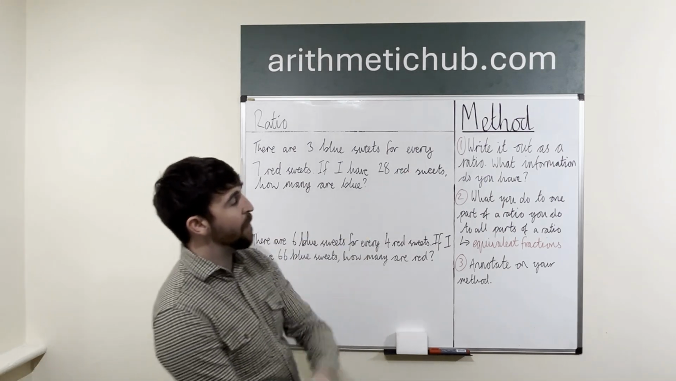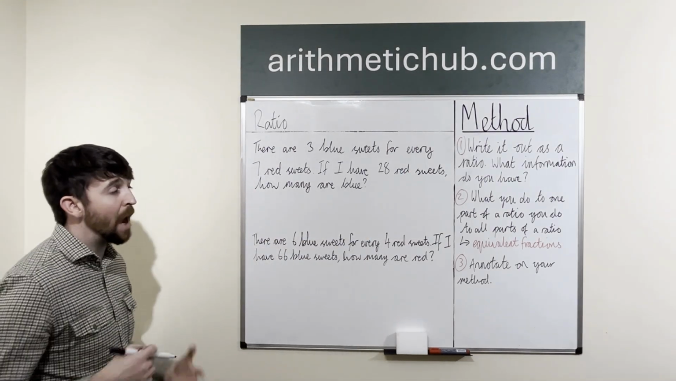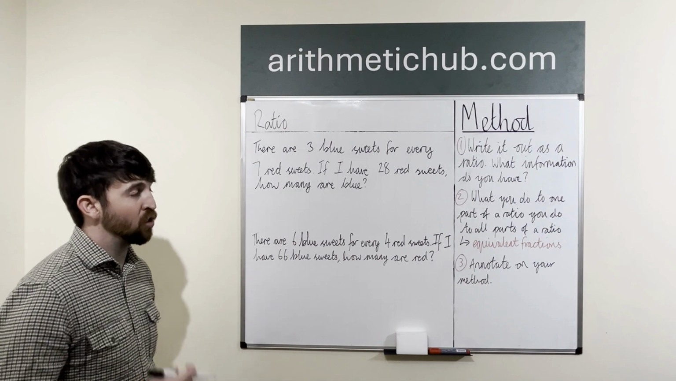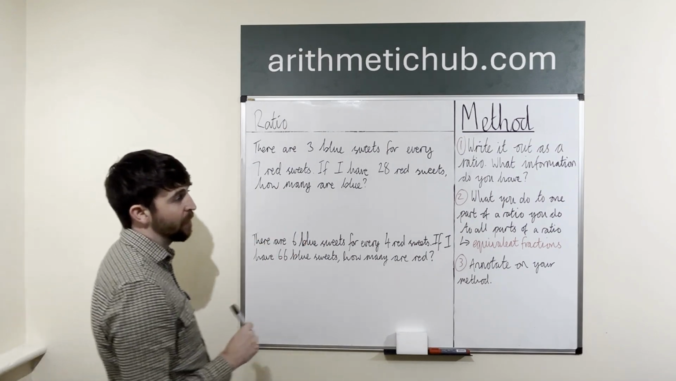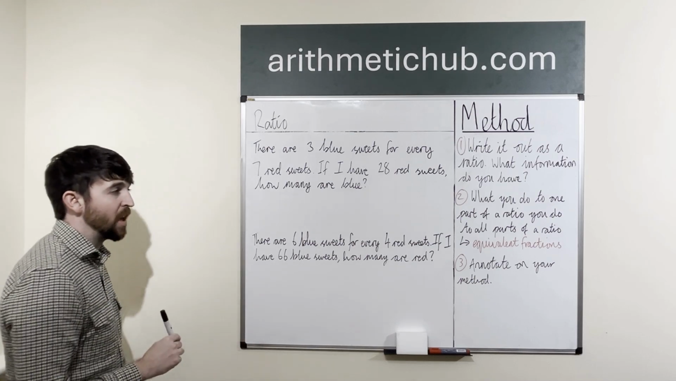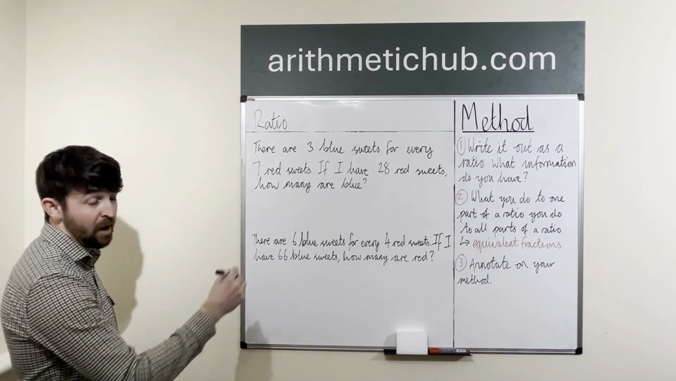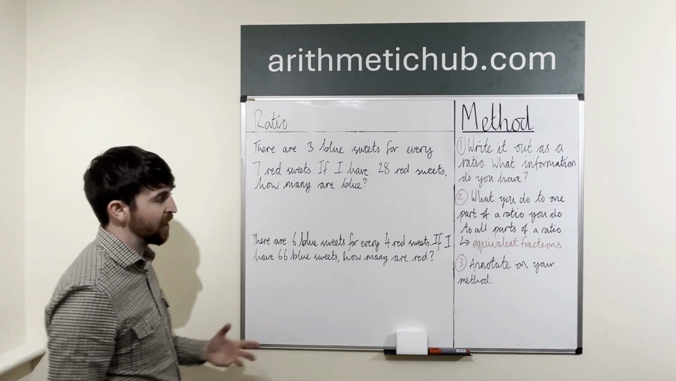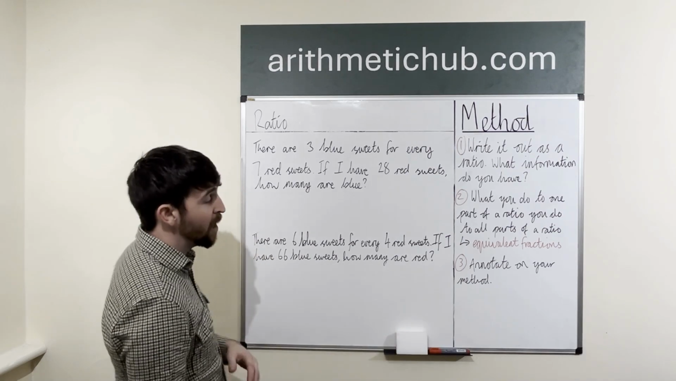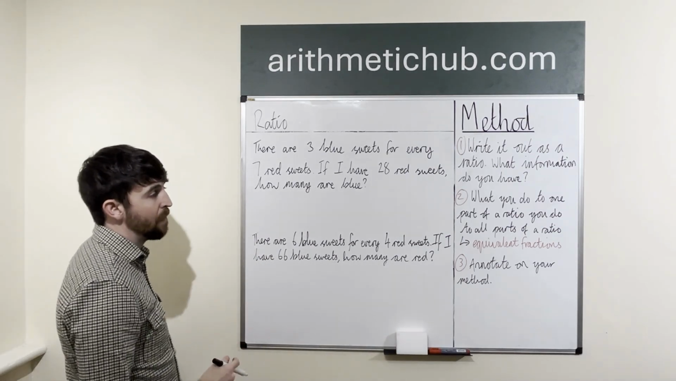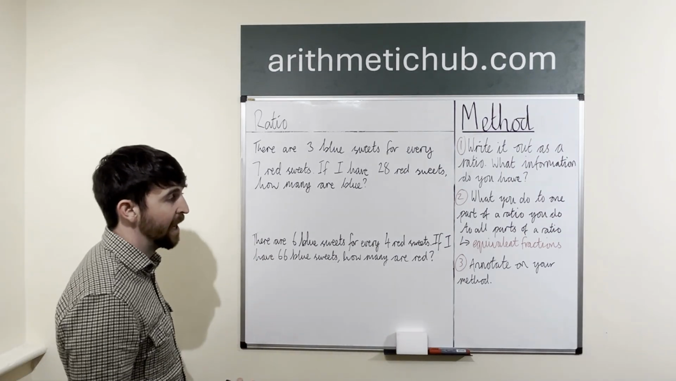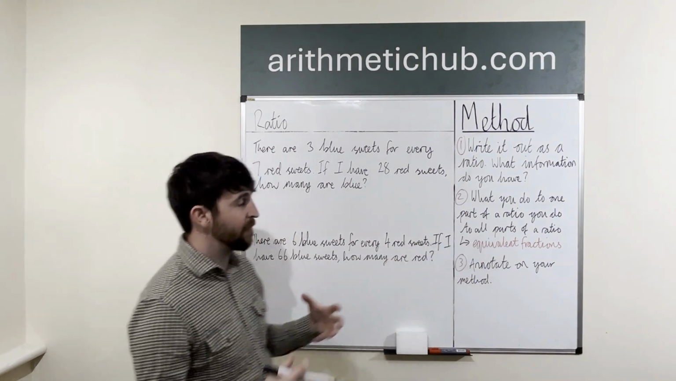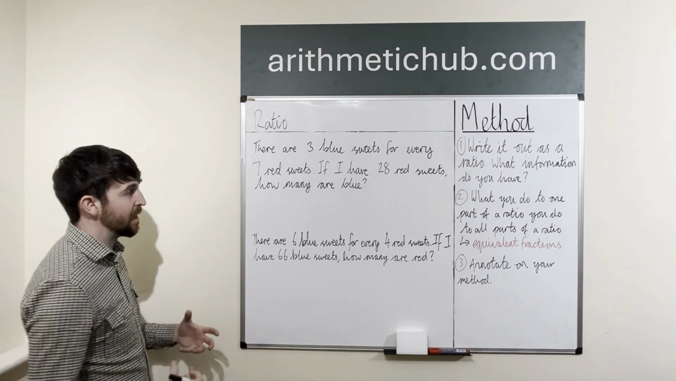So let's check in with the method. The method says, write out as a ratio, what information do you have? The second part of the method says, what you do to one part of a ratio, you do to all parts of a ratio. And it's similar to what you do for equivalent fractions, which is something we've been doing for an awfully long time. And then the final part says, annotate on your method. That's just going to help you to check it and to keep you thinking of this equivalent fraction sort of similarity that we have here.